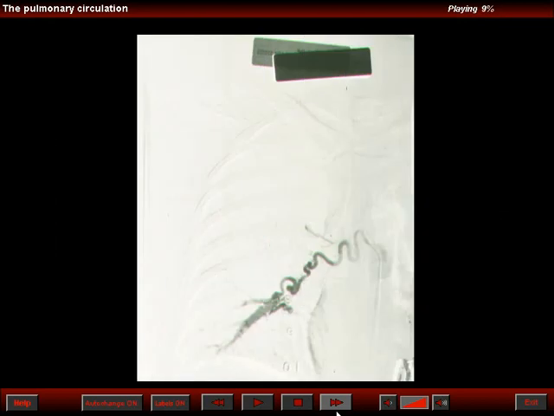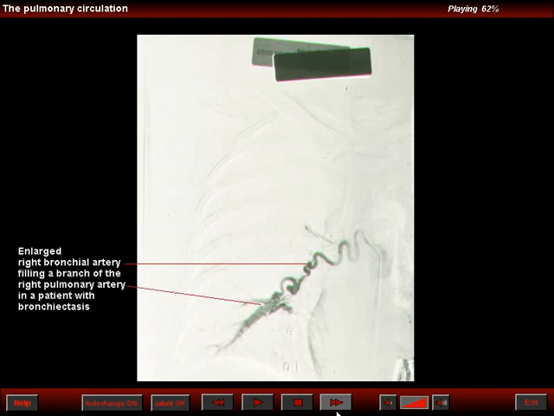In this subtraction digital angiogram, we note a markedly enlarged right bronchial artery, which fills a right lower pulmonary artery. Note that the filling occurs at a precapillary level, and this patient had bronchiectasis that produced increased bronchial circulation.